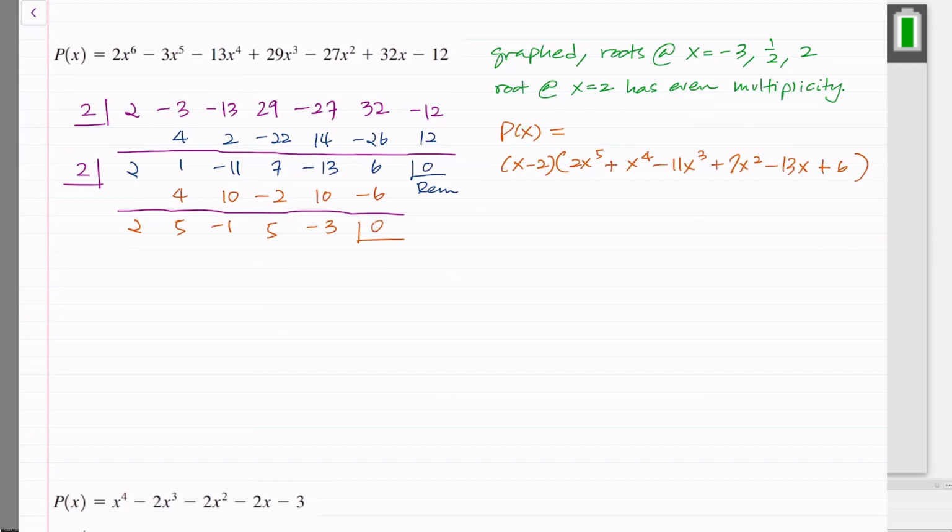So again, I could report out, but what's the point? Let's do one more round of division to see if the multiplicity is higher than 2. We saw it was even multiplicity, but we don't know whether it's 2 or whether it's 4. Hopefully it's 4. That would be great. So another round of division here.